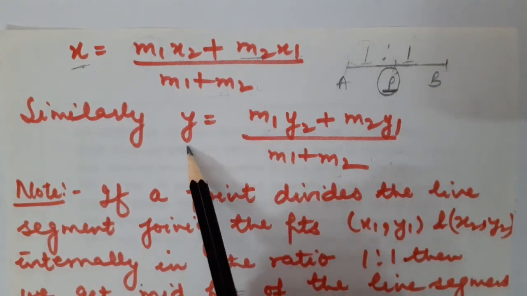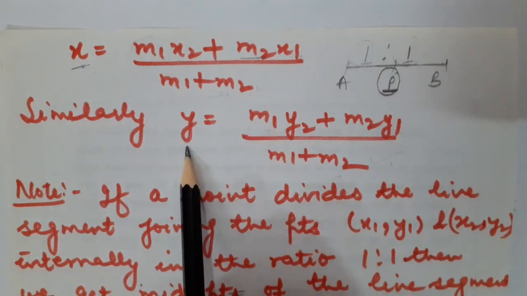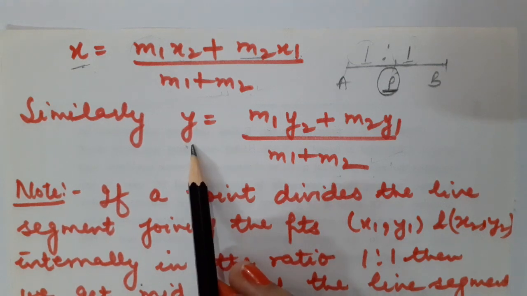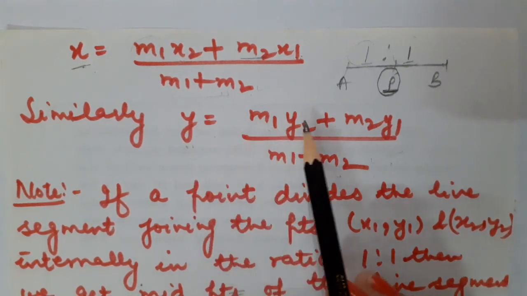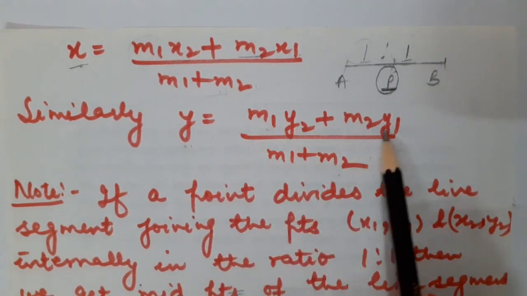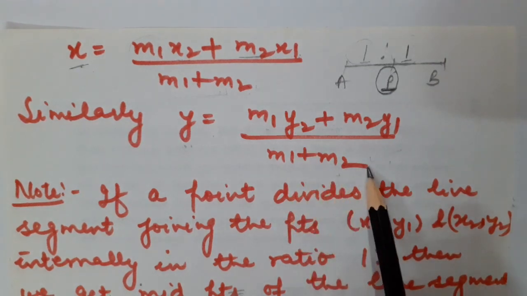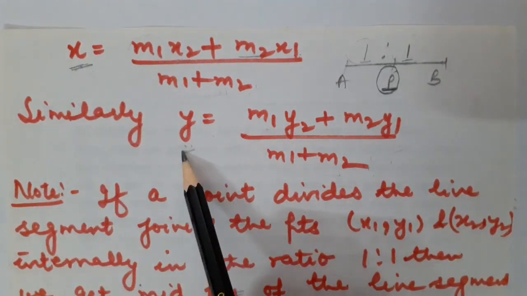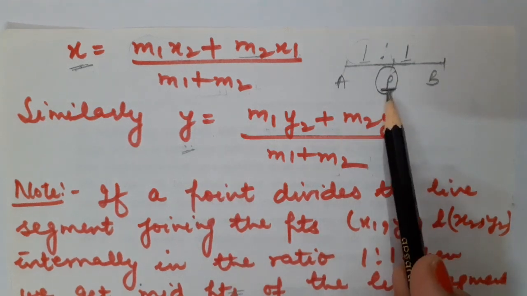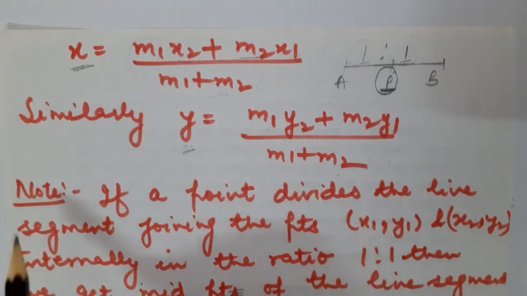In the same manner, children, when you are going to keep second as well as the third term equal, while cross multiplying, you will be getting y is equal to m1y2 plus m2y1 upon m1 plus m2. These are basically what? x and y were basically the coordinates of the point of division. Through that, we were just going to calculate the same.